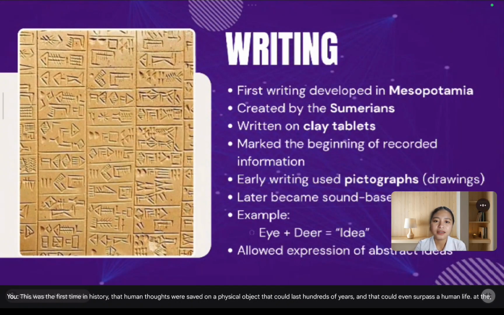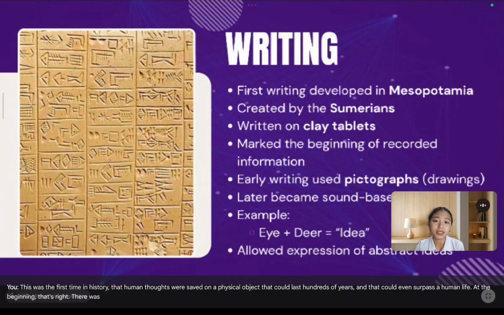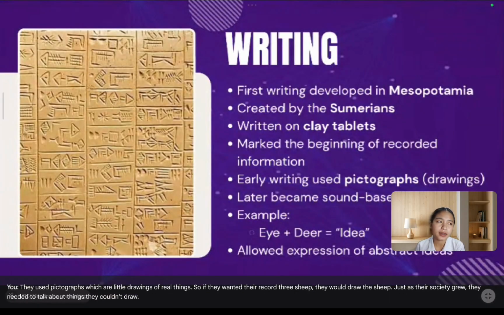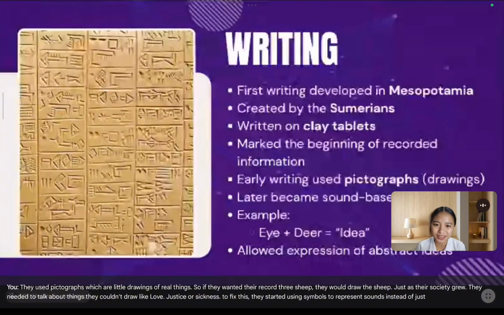At the beginning, this writing was very simple. They used pictographs, which are little drawings of real things. So if they wanted to record 3 sheep, they would draw 3 sheep. Just as their society grew, they needed to talk about things they couldn't draw, like love, justice, or sickness. To fix this, they started using symbols to represent sounds instead of just objects.